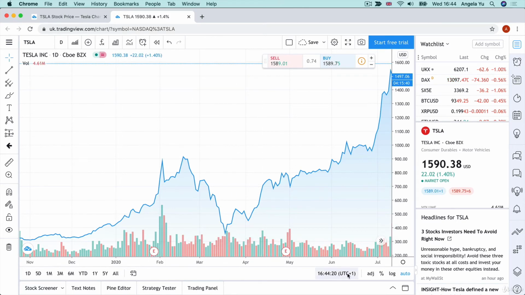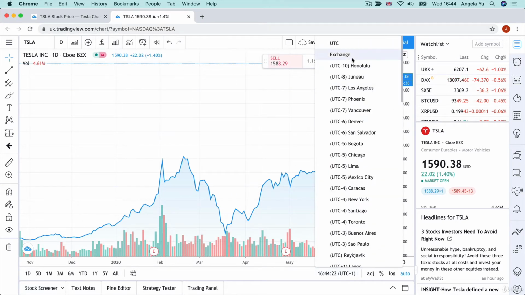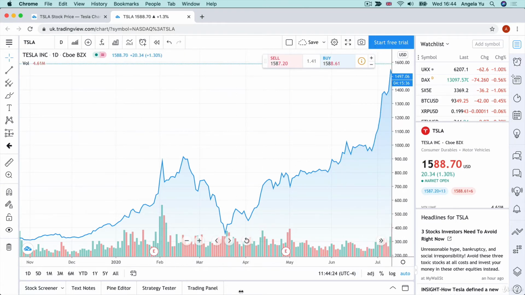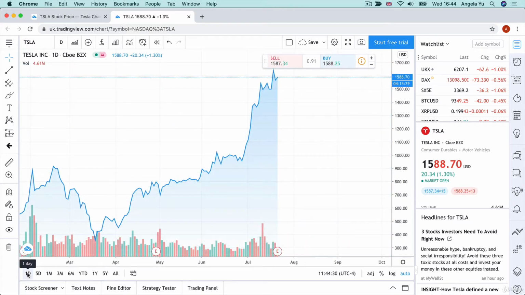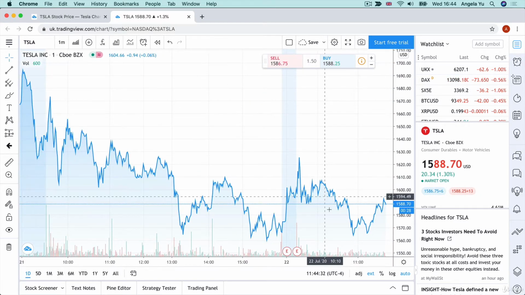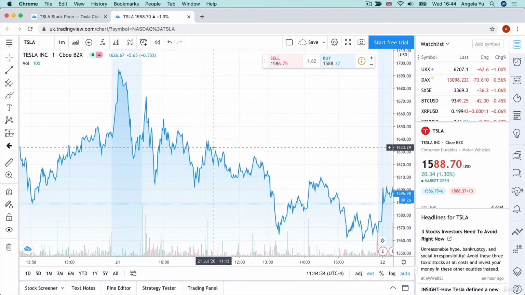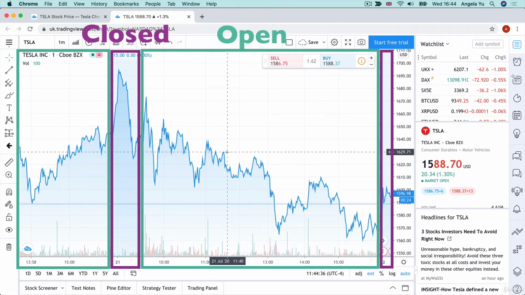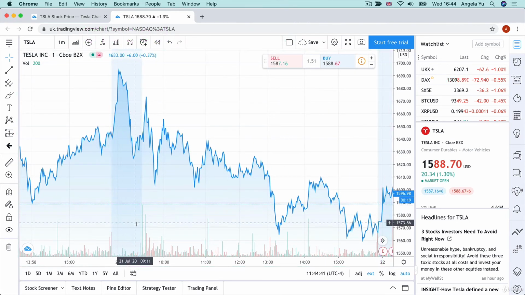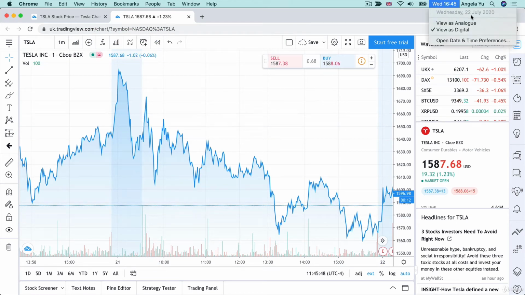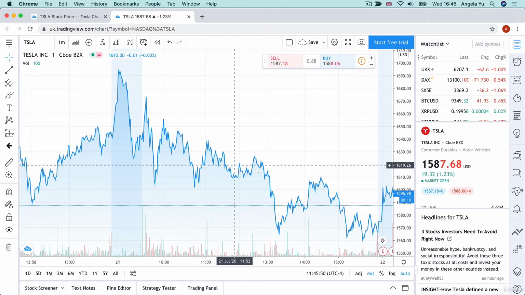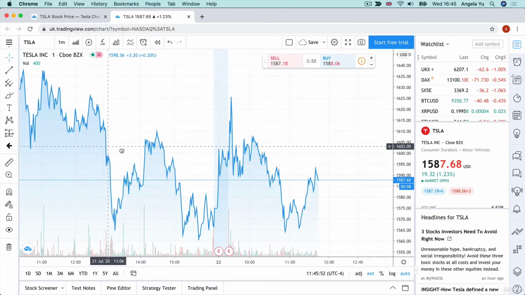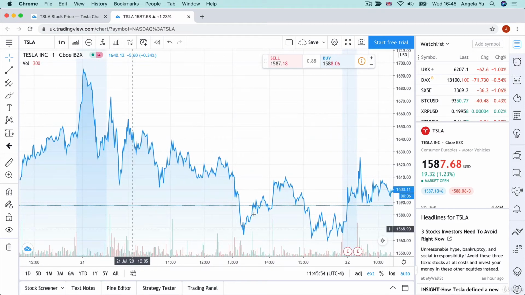Now, I'm going to change the time zone here to the actual time zone of the exchange. And if I change the view to 1 day view, then you can see the points at which the market is open and when it's closed. These blue sections highlight when the market is closed. Currently it is the 22nd of July, so because this day's data is not yet complete, we're going to look at the previous day's data. So this is yesterday.